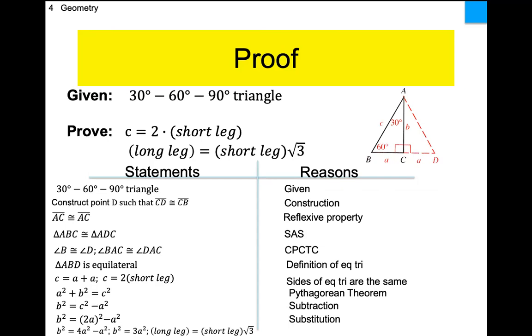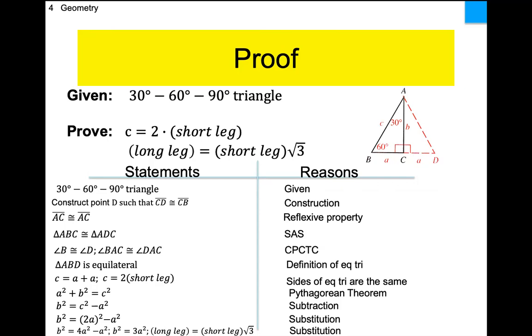And 4a squared minus a squared is 3a squared. And you can square root it. And then I'm going to take the square root of everything. And that's where the square root of 3 comes from, and you're done. Notice the font got smaller and smaller as I went because I didn't give myself enough space. All right, that's a pretty slick proof.